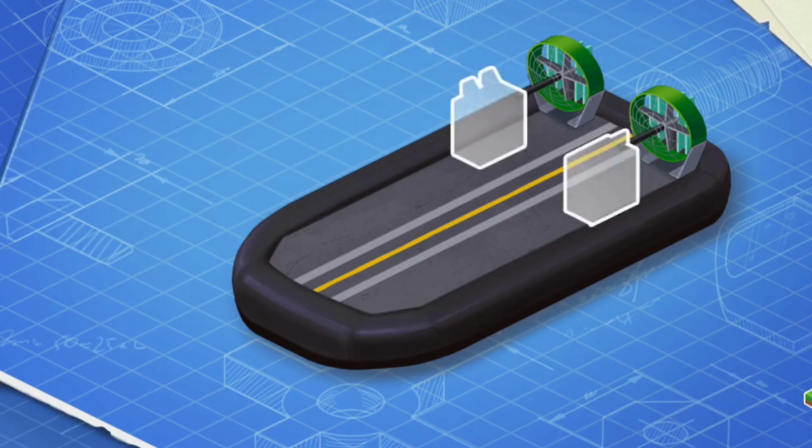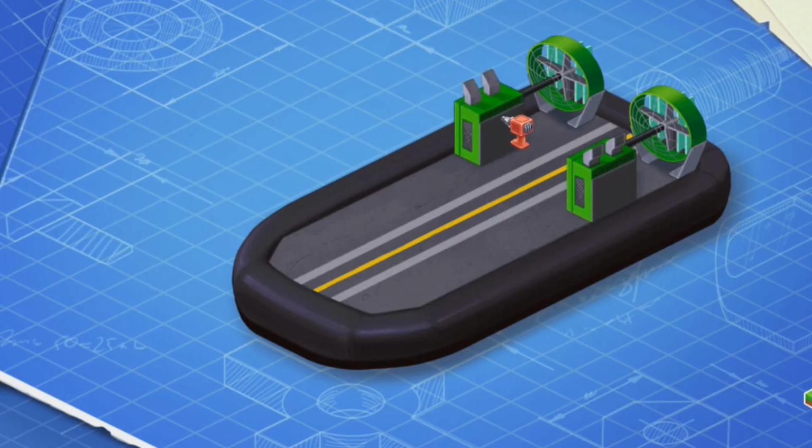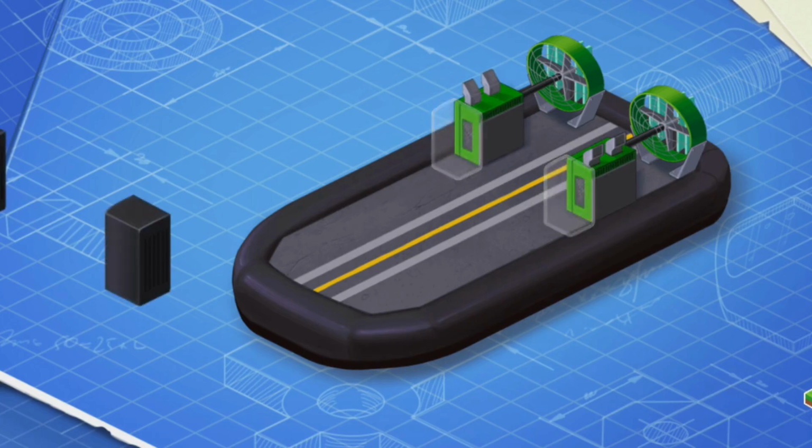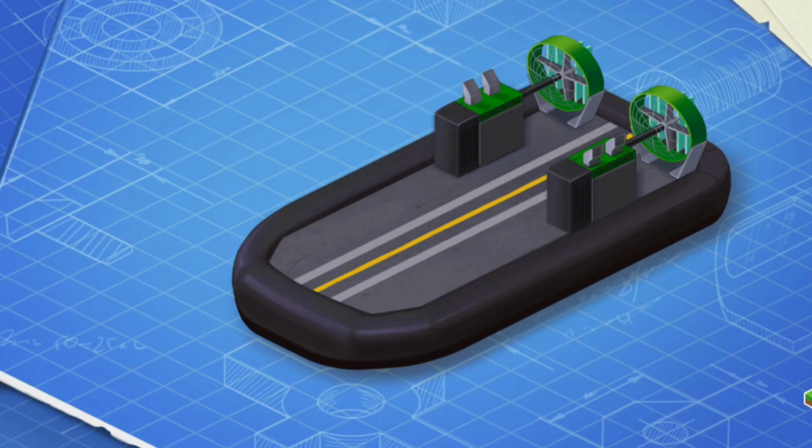Let's install sustainer engines. Sustainer engines drive the variable pitch propellers. These are the generators of a hovercraft. Let's install them. The generators provide power for the equipment and systems of a hovercraft.